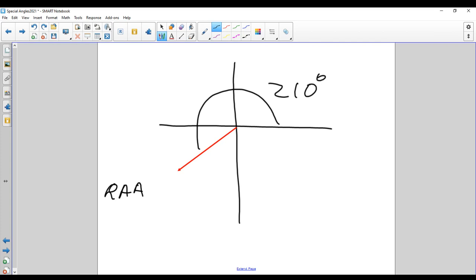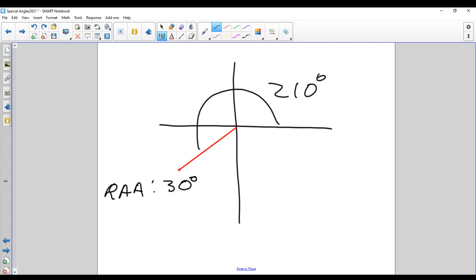30 degrees. So my RAA is 30 degrees. That's my closest angle to get to my x-axis. X-axis is home. I want to go home.